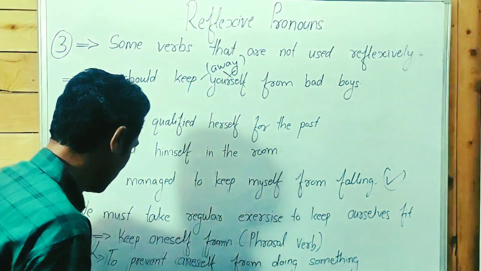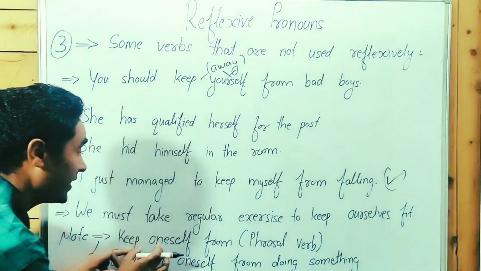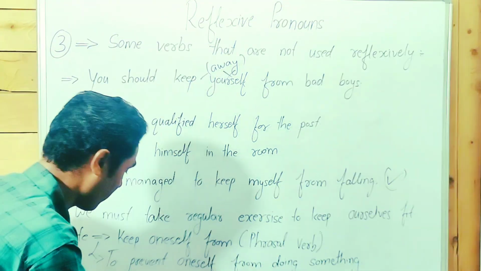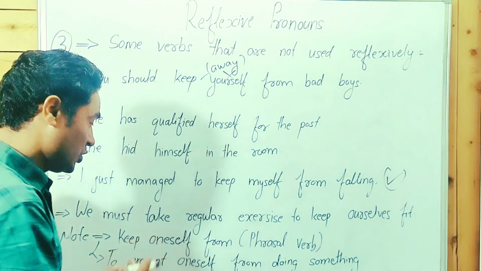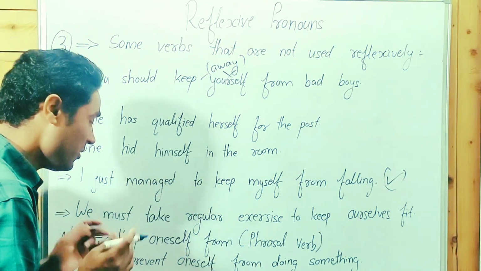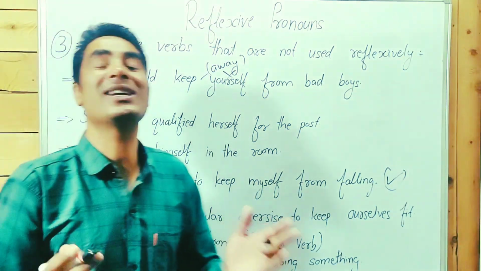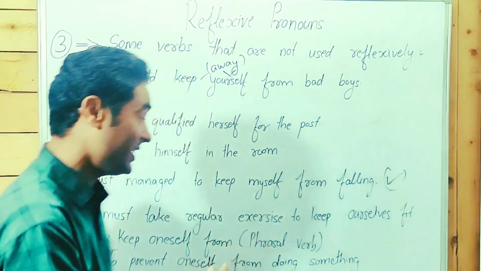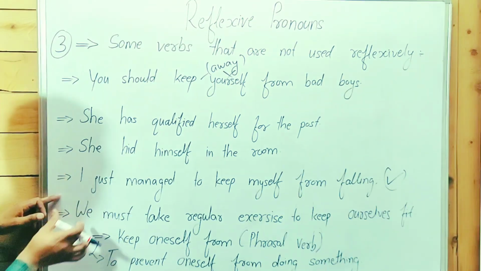I hope you understood, guys. To prevent oneself from doing something, it's to keep oneself from, to keep myself from, to keep herself from, to keep himself from. It means to prevent himself, myself, herself from doing something. It's a different meaning. It's advanced. These are two advanced sentences.